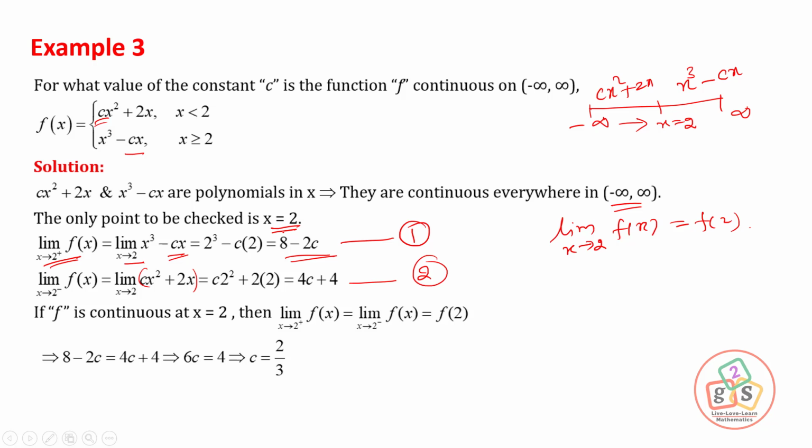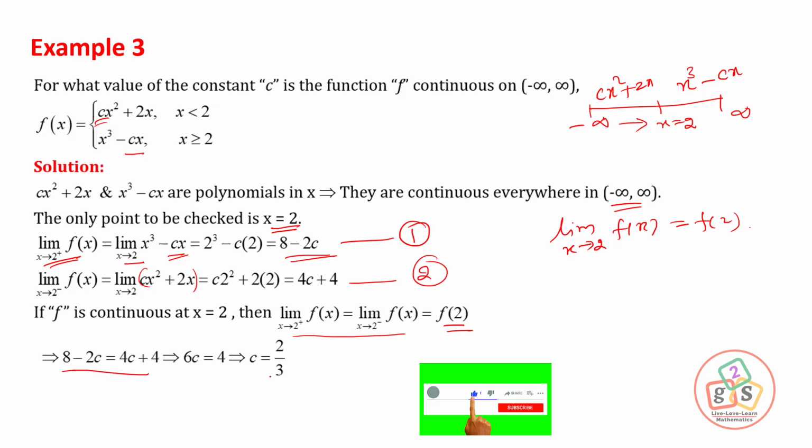Now what is given? f is continuous on the real line, therefore it is continuous at x is equal to 2 also. Therefore, the left hand limit is equivalent to the right hand limit and is equivalent to f of 2. So now we equate equation 1 and 2 because left hand limit is equal to right hand limit. So we get 8 minus 2c is equivalent to 4c plus 4. Solving this, we get 6c is equal to 4. Therefore, c is equivalent to 2 by 3. So in the given function, if we substitute c is equal to 2 by 3, the function is continuous everywhere on the real line.